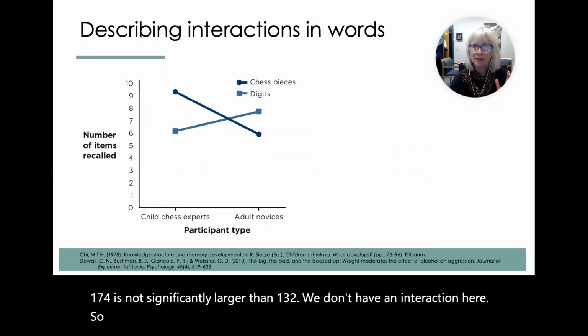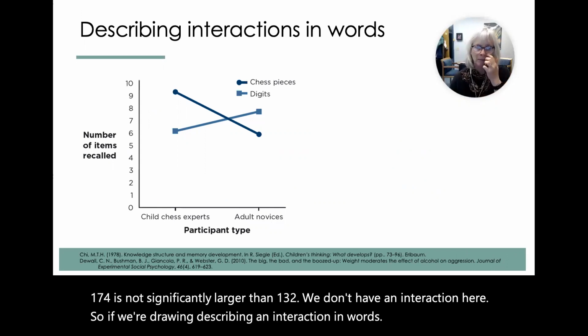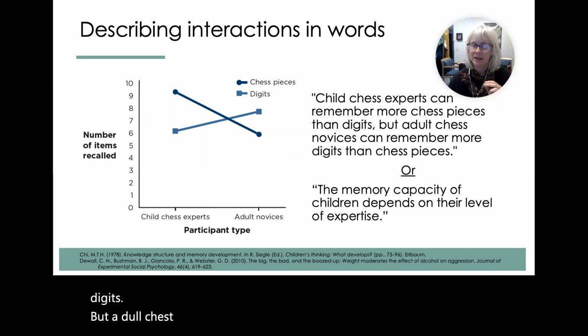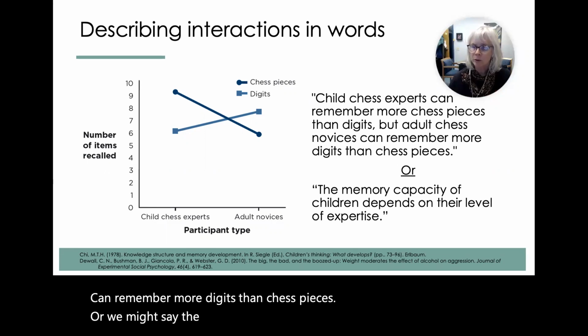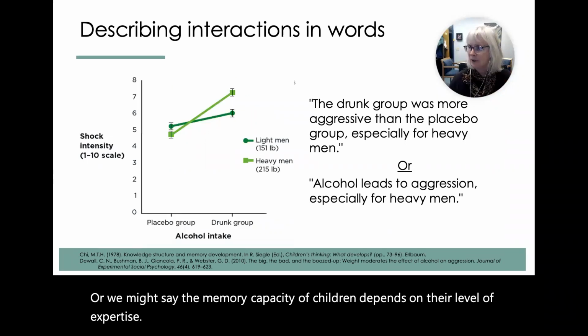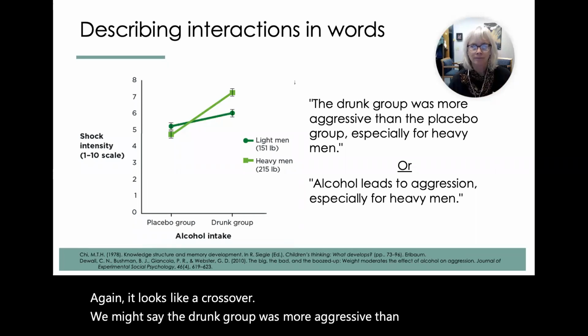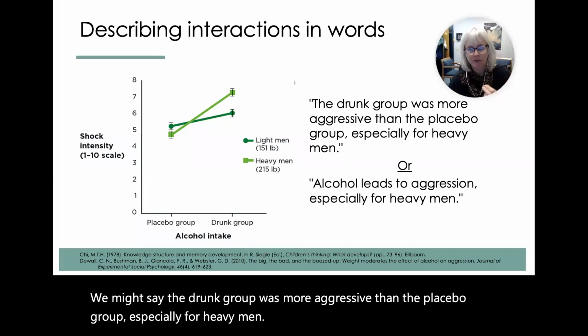If we're describing an interaction in words, we might say, child chess experts can remember more chess pieces than digits, but adult chess novices can remember more digits than chess pieces. Or we might say, the memory capacity of children depends on their level of expertise. Here's another example. Again, it looks like a crossover interaction. We might say the drunk group was more aggressive than the placebo group, especially for heavy men. Or alcohol leads to aggression, especially for heavy men.